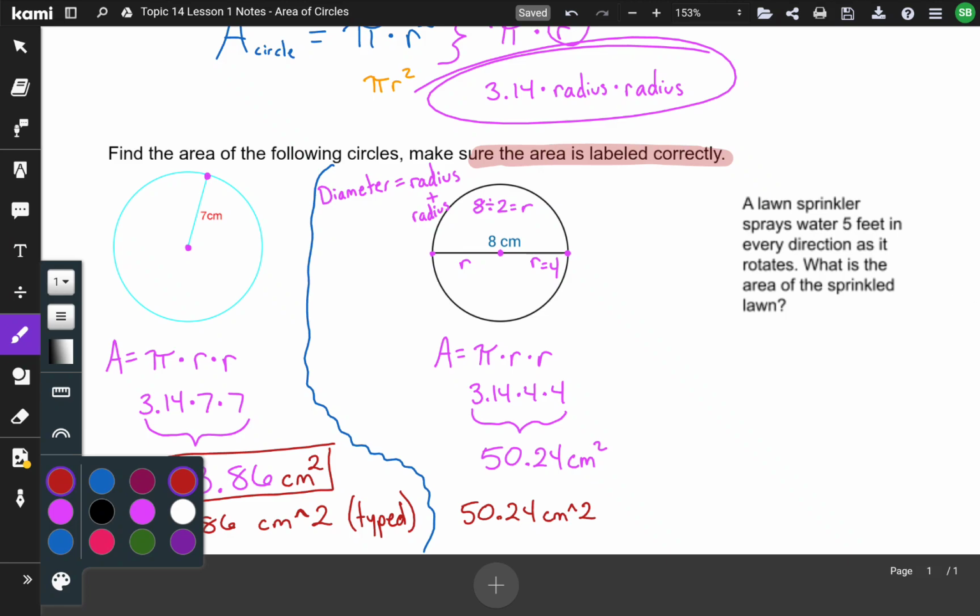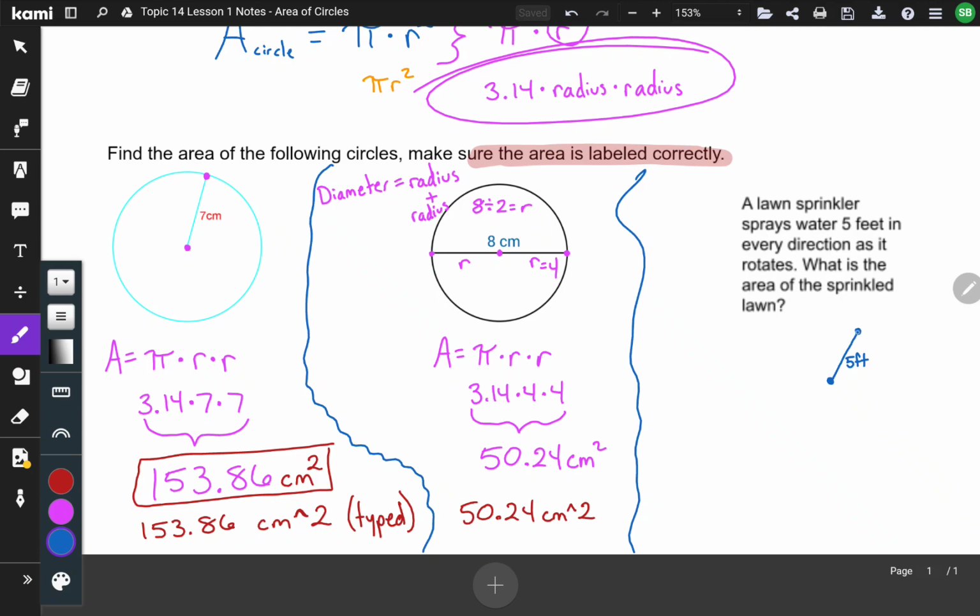All right, and then the last example here is a word problem. It says a lawn sprinkler sprays water 5 feet in every direction as it rotates. So I picture my sprinkler. It sprays water 5 feet. That's how far it sprays. Now it's going to rotate. A sprinkler sprays as it turns. Well, it's going to turn all the way around here. I'm going to do my best to draw a circle.